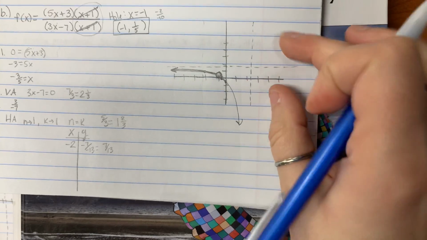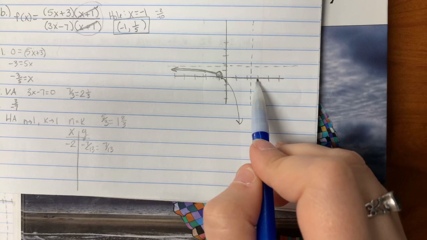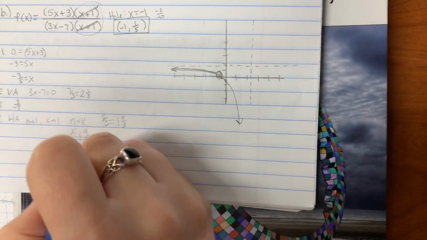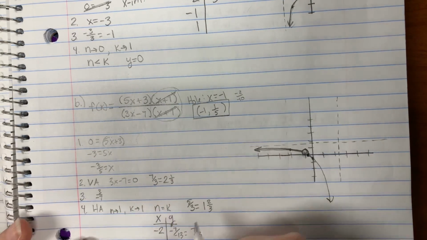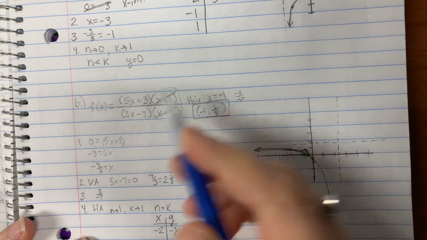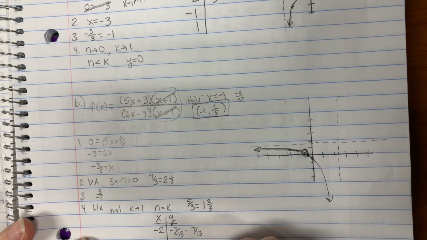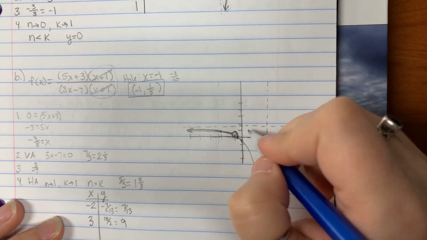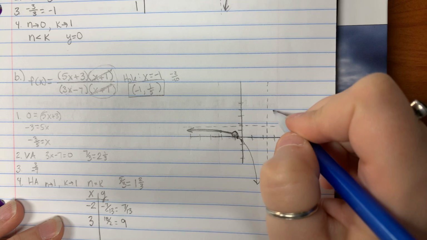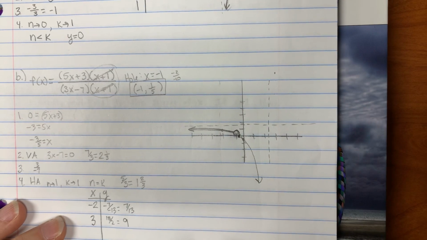Maybe let's check over here. So maybe I want to check 3 or 4. Let's check 3 and see what's happening. At 3, if I plug that in, I've got 15 plus 3 is 18. This would be 9 minus 7 is 2. So I get 18 divided by 2, which is 9. So at 3, I'm way up here at 9. So this was 2, 4, 6, 8, 9, about right there.